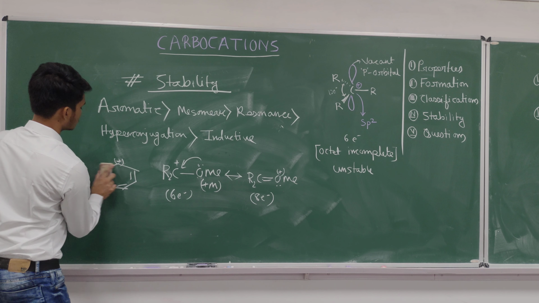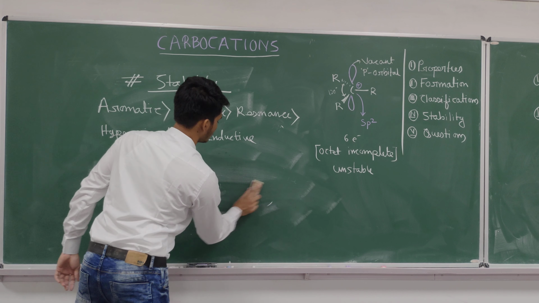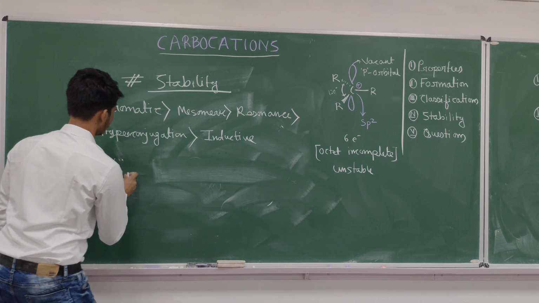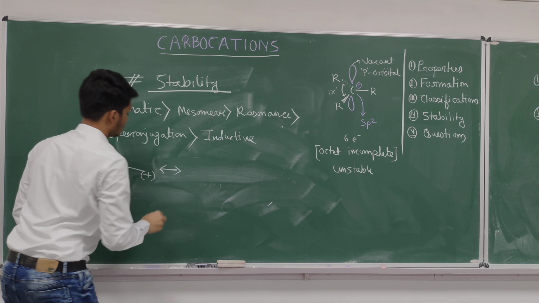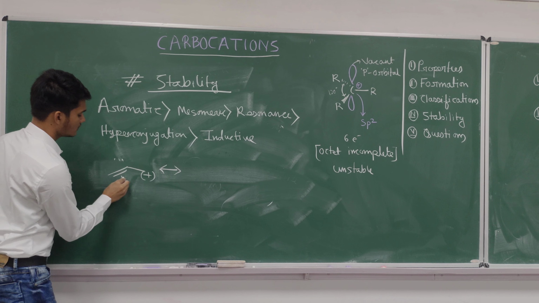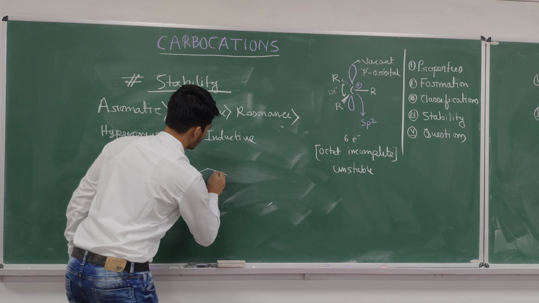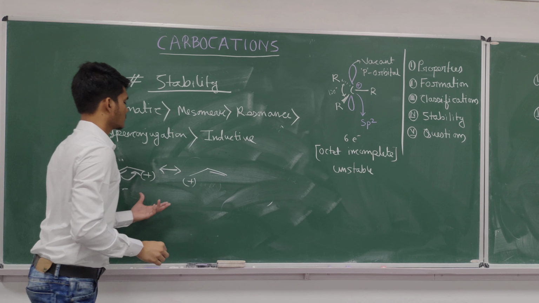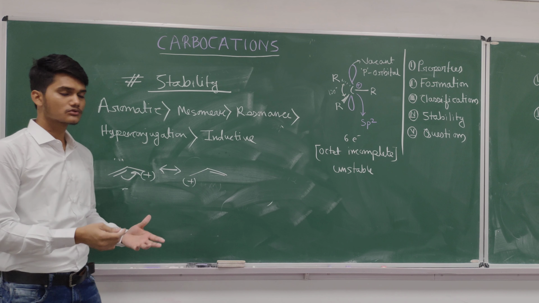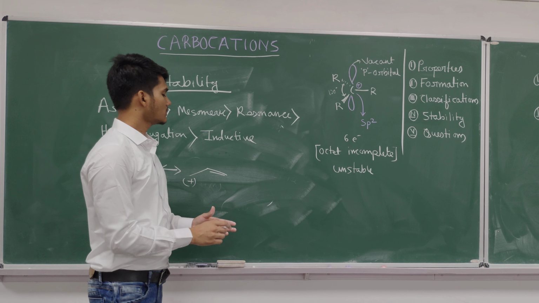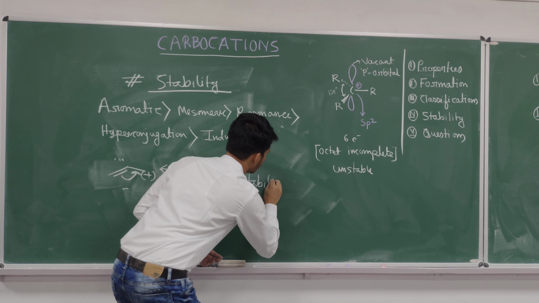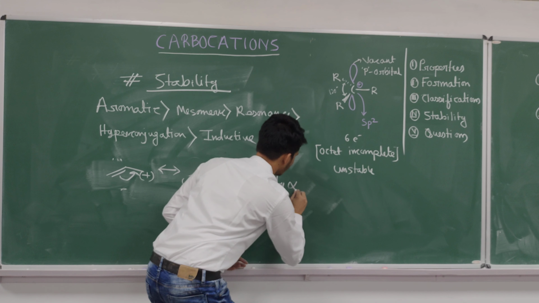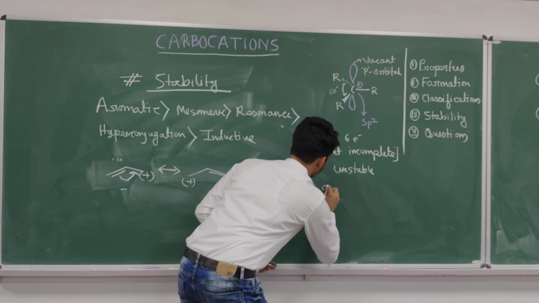Now, the other electronic effect is resonance, like this compound. In this compound, this pi electron can be delocalized like this. This is the resulting structure. When we are dealing with resonance, the stability of the carbocation is directly proportional to the number of resonating structures.